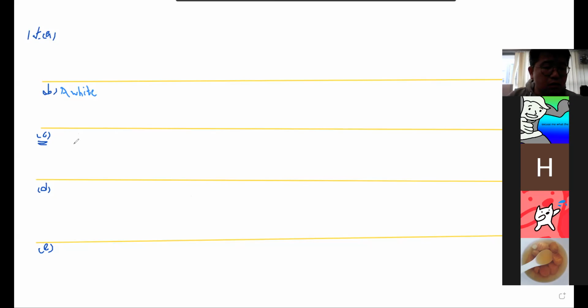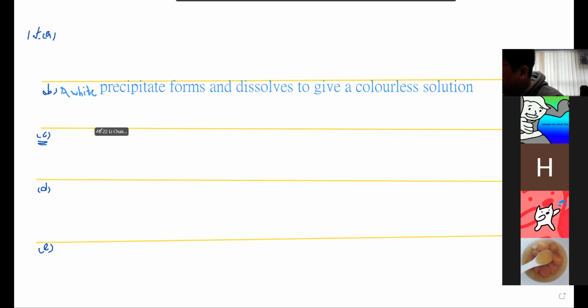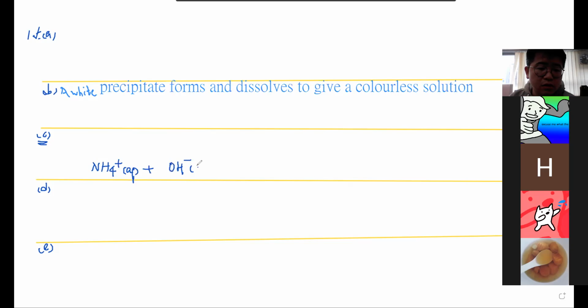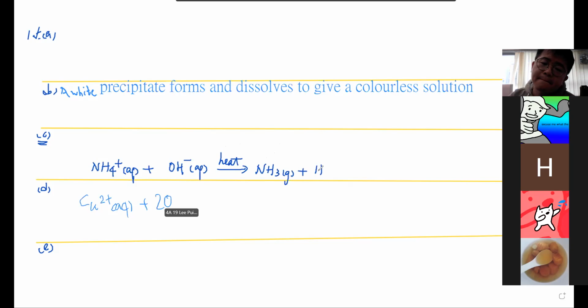NH4+, ammonium ion. And then OH minus. And then there's an arrow to the right, with heat above it. Then ammonia, NH3, and H2O, water. Thank you. So the observation.